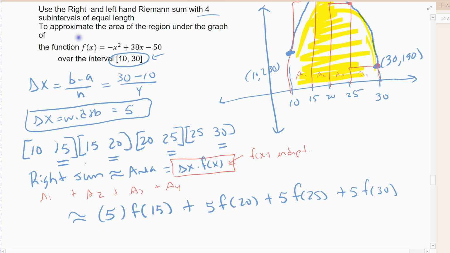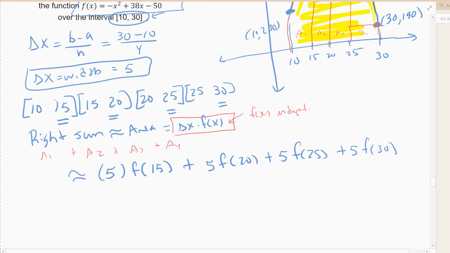Remember, I'm finding the f values by plugging my endpoints into that original function, negative x squared, 38x minus 50. If you've got the picture on the calculator, you can just use the value key on the calculator. Before I get started, I'm going to factor out the 5, so I only have to multiply by 5 once. I'm going to pull the 5 out, and I'm just going to find my function values and add them up.